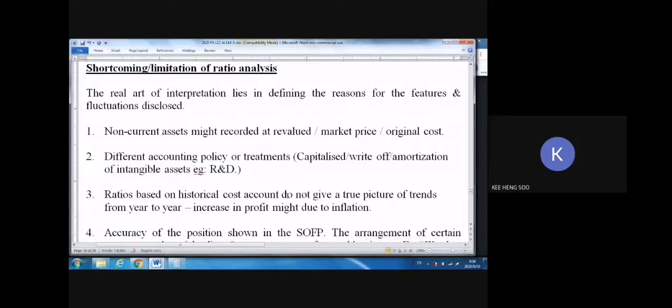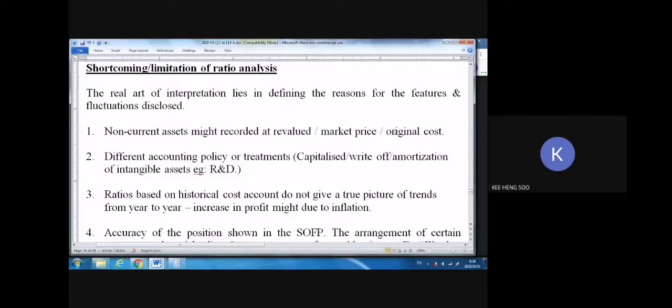Number one, do you have any non-current asset recorded at revalued amount, or do you just want to follow the original price, or do you want to use the market price? So these are the items that you need to decide. You don't ask me, you ask the auditor, ask the accountant. We always follow the historical cost concept.